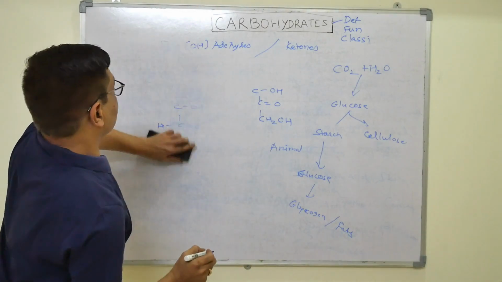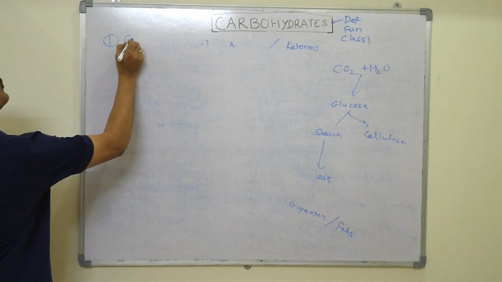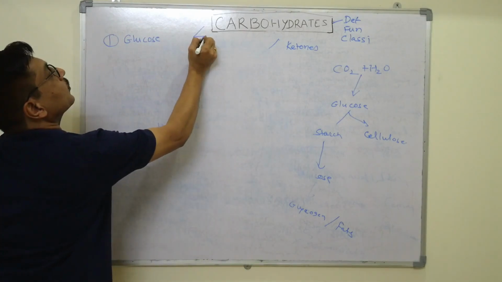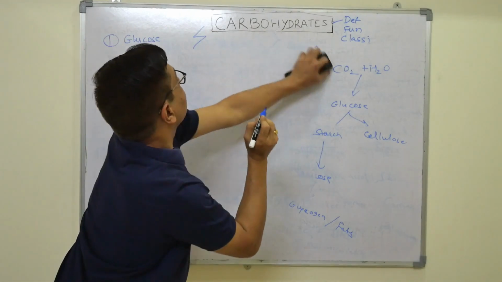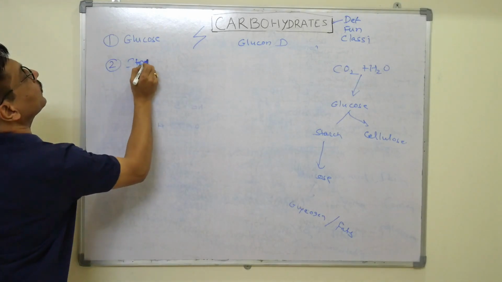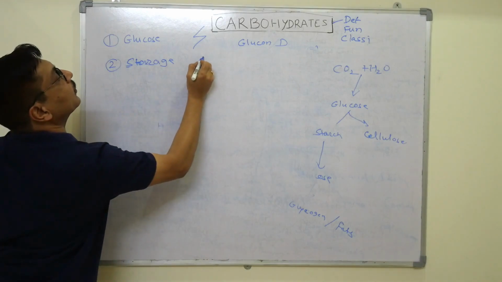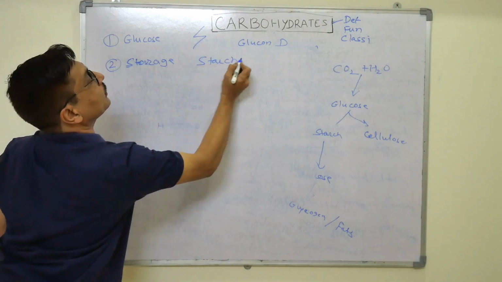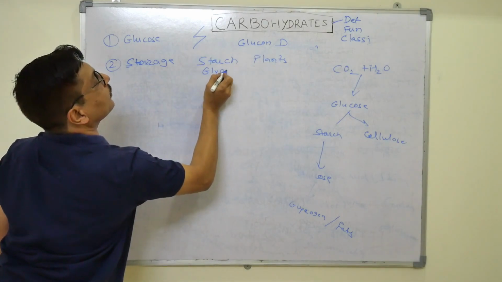Functions of carbohydrates are: glucose is the instant source of energy. Glucon D contains glucose. They advertise it as a jaan mein jaan dal de peete hi. The second important function of carbohydrates is the storage form of energy. Example: starch in plants and glycogen in animals.